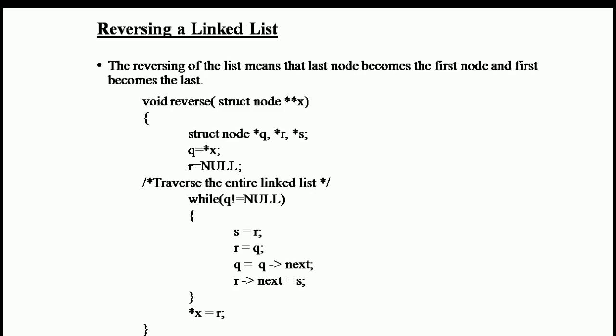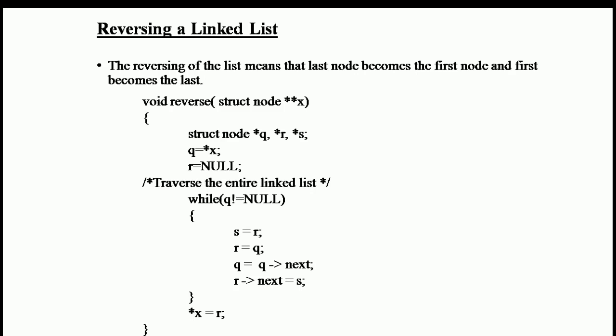Okay, what is the reversing list? Reversing a linked list means that the last node becomes the first node and the first node becomes the last one. This way you can reverse the elements. This simple program you can use to reverse the elements. In this way you simply reverse all the elements. The first node becomes the last one, and the last becomes the first. Reversing of the list means the last one becomes the first one and the first becomes the last one.